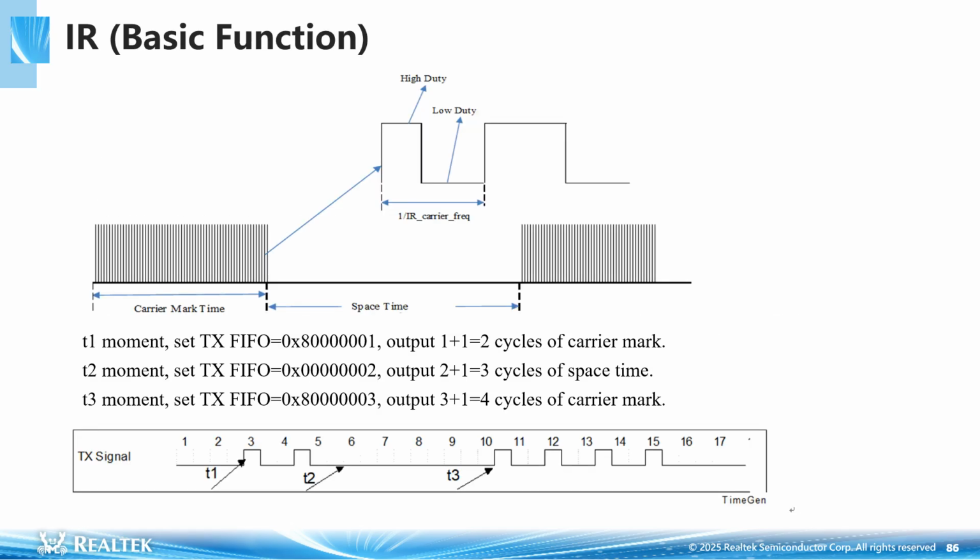The IR data waveform is shown in the figure below, consisting of carrier data and empty data. The carrier frequency and duty cycle can be controlled in the initialization structure. In the IR data, bit 31 can be configured to control whether the data is carrier data or empty data, and bit 26 to bit 0 can be configured to control the duration of the waveform. Refer to T1, T2, and T3 in the figure to understand the relationship between the specific waveform and the data format in the FIFO.